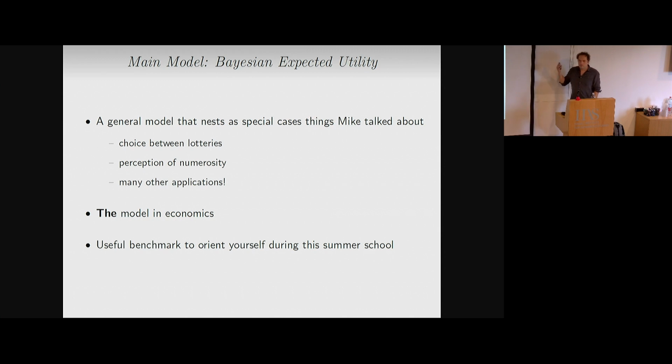The main model that I'll tell you about is something that you already know about. I'll just take it in slightly different directions. I call it the Bayesian expected utility model. It nests as special cases some of the things that Mike talked about, like choice between lotteries, perception of numbers. But it has many, many other applications. It's basically the model in economics, and you can think of it as the rational model. So it's going to be a useful benchmark for this school.